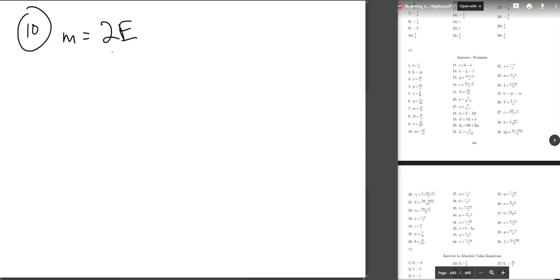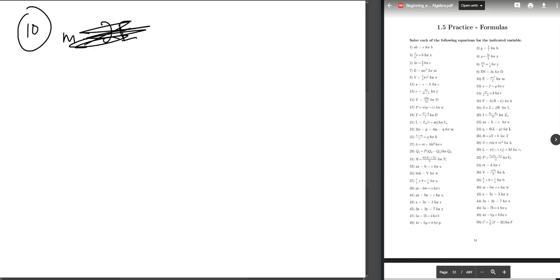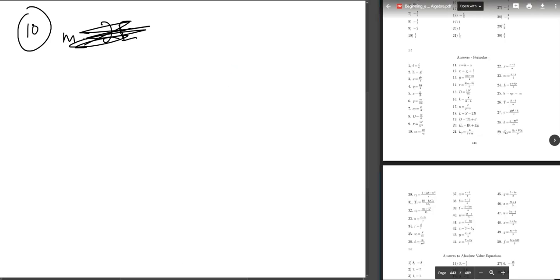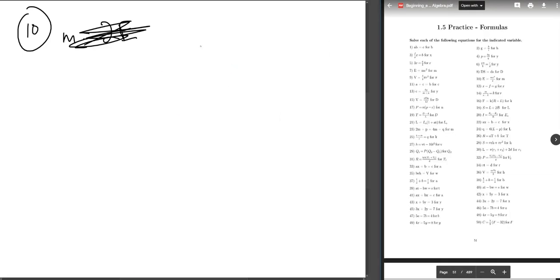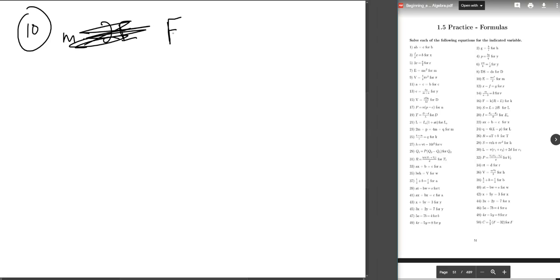Oh no, I'm writing down the answer. Boom. Okay. Practice formulas. All right. Number 10 now. Number 10. So that would be large E equals mv squared over 2. Solve for m. All right. I have written that down correctly. Yes, I have. So we want to know what m is.